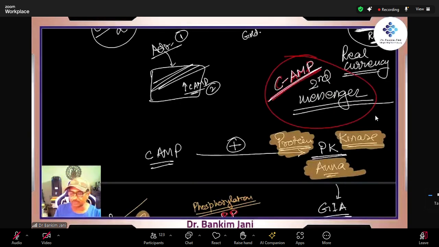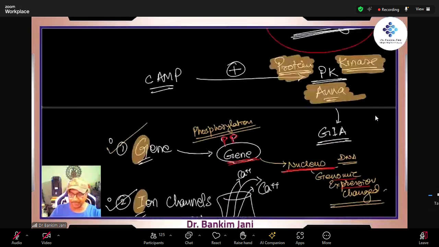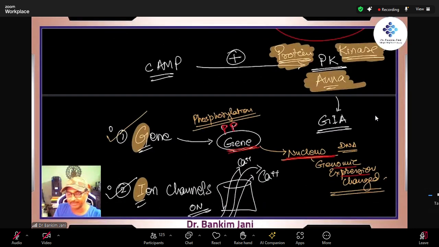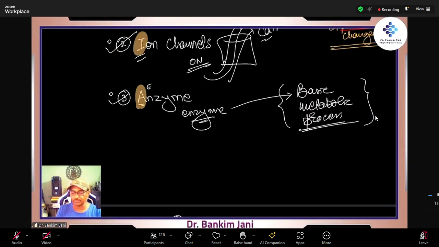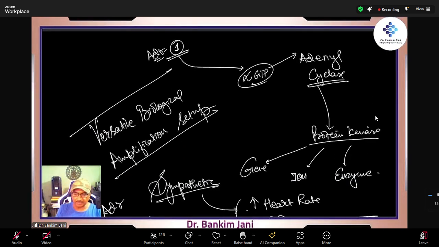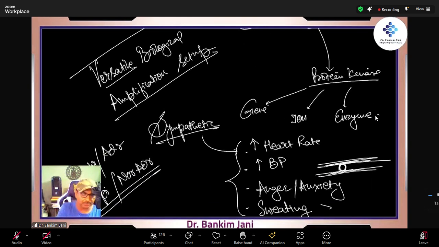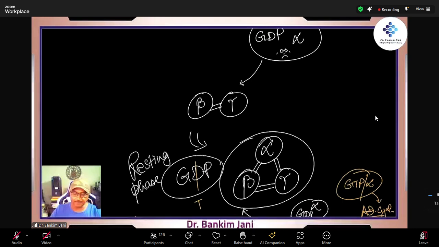This cyclic AMP, which is also called the second messenger, will go and stimulate protein kinase. Protein kinase is literally the big boss, very powerful. It will be acting on genes, on ions, and on enzymes. So gene expression is stimulated, ion channels are opened so that calcium can come in. This is specific for calcium. And the enzymes will be activated so that basal metabolic rate processes will shoot up. This is the entire process. And because it is acting on many areas, it is called a versatile biological amplification system.